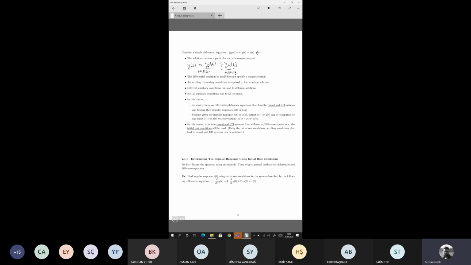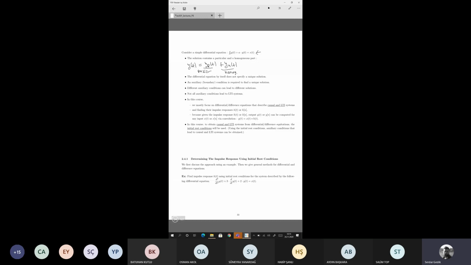So remember, in order to make the solution unique, I should define some auxiliary conditions or some boundary conditions. Well, of course, different auxiliary conditions lead to different differential equation solutions. So I should define auxiliary conditions or boundary conditions with my differential equation to have a unique solution. And of course, not all auxiliary conditions lead to LTI systems.